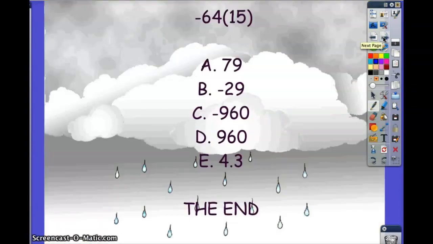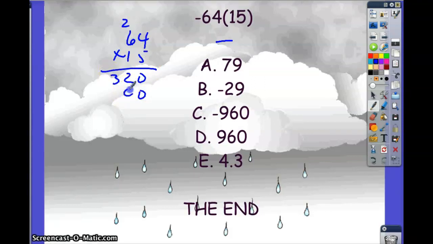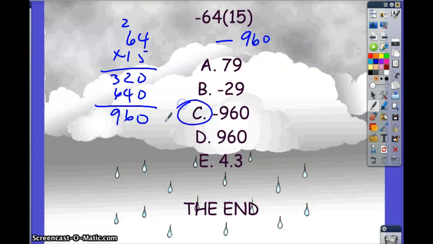And finally, multiply negative 64 times 15. The signs are different, so your answer is going to be negative. And then you multiply like normal. So 64 times 15. 6 times 5 is 30, plus 2 is 32. 1 times 4 is 4. 1 times 6 is 6. So 960. So it would be a negative 960. So your answer is C. So this concludes our lesson on multiplying integers.